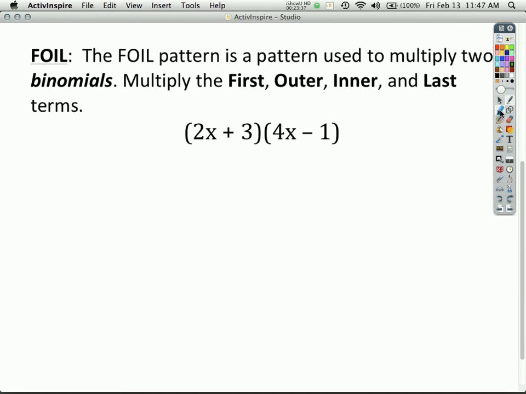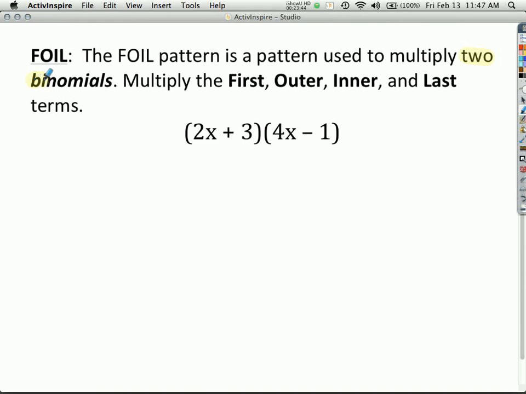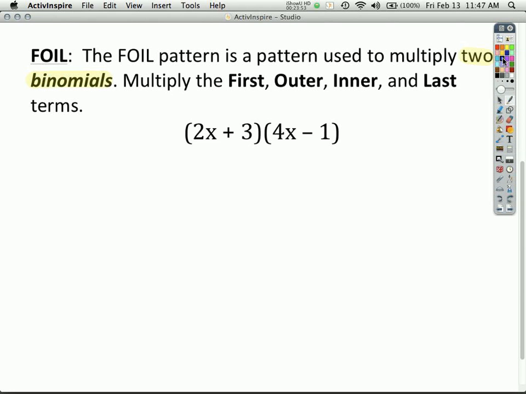One thing I want to make sure we're clear on right now. This only works for 2 binomials. It will not work for any other situation. So I'm going to help using this example. I'm going to label what the F's are. So the F's are the first terms in each binomial.